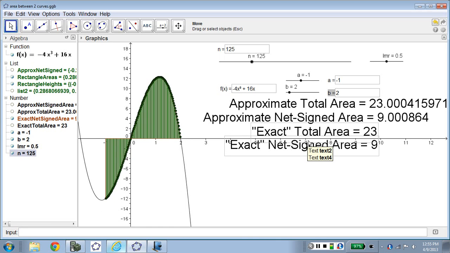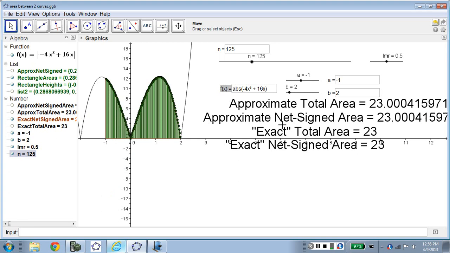If we had wanted a function where the net signed area was 23, we would need to do this. Absolute value. I'm not sure if GeoGebra is going to let me do this, by the way, but I'm going to hope it will. It might give me some error. Invalid input, probably is what it'll say. No, it did it. When you take the absolute value of an expression, whatever portion of it is above the x-axis stays put, and whatever portion is below the x-axis gets reflected about the x-axis. So the portion that was negative got reflected about the x-axis.